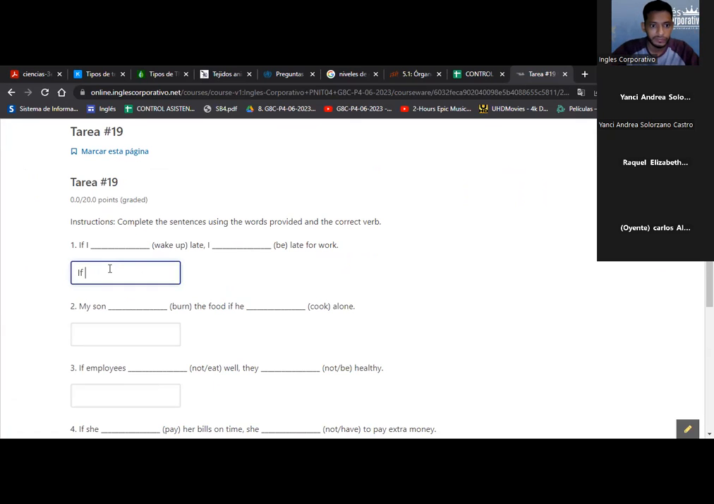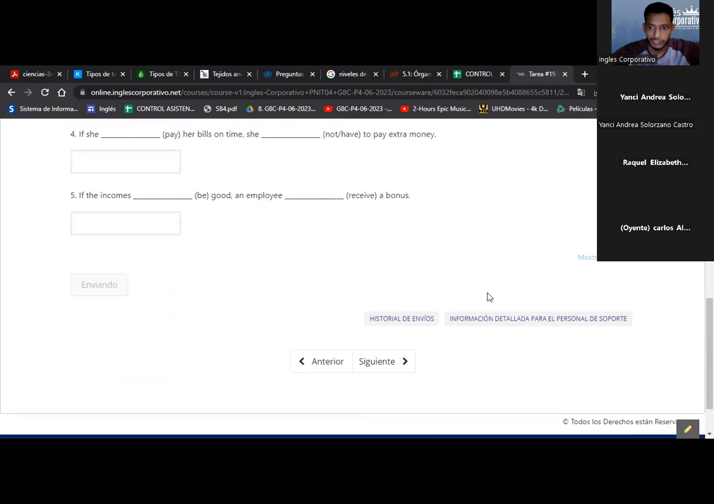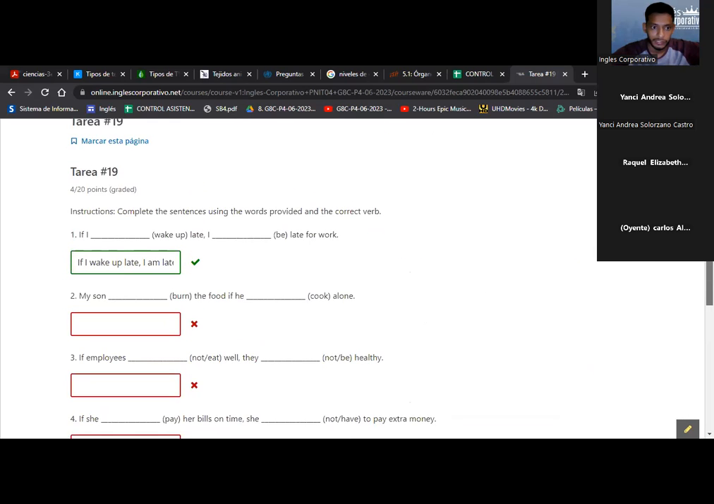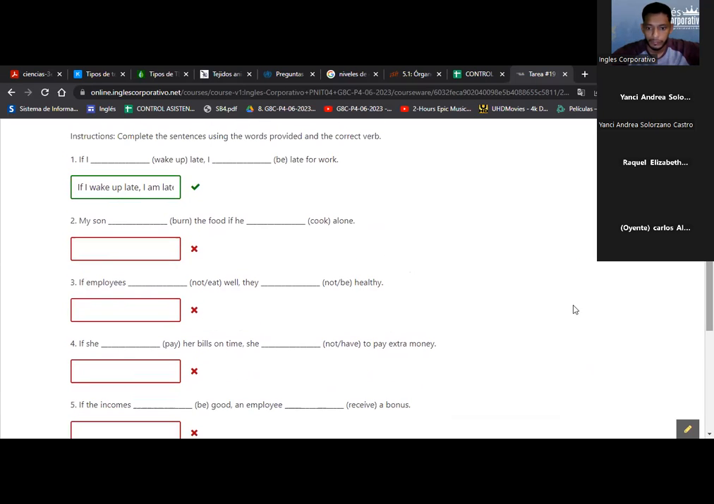Escribamos todo. If I wake late, I am late for work. Ese que está acá es el cero condition, zero conditional, no así funciona ese. Así es el cero o el uno. Entonces sí, ese es zero conditional. Zero conditional. Sí, es presente y presente.